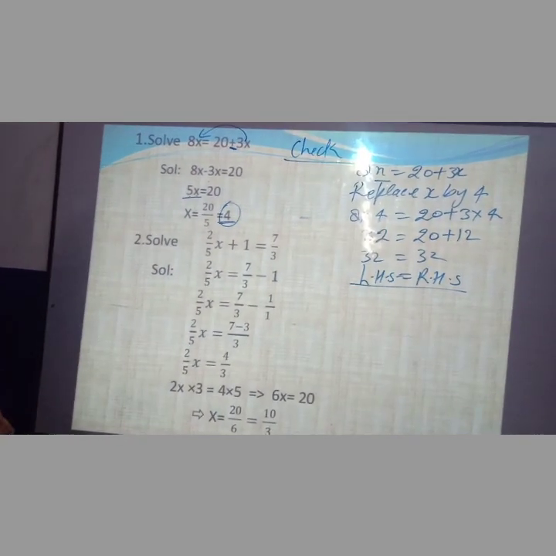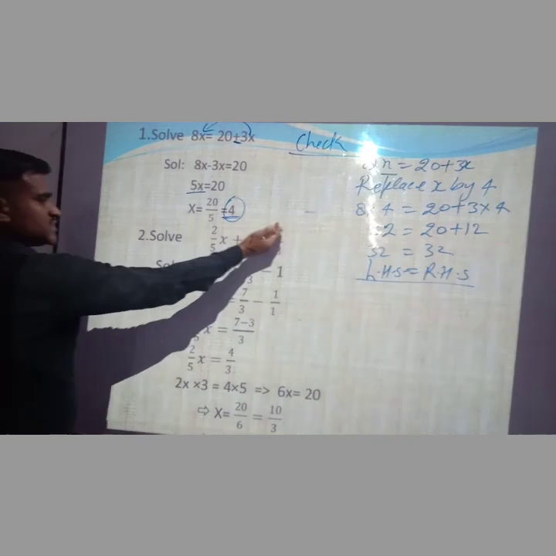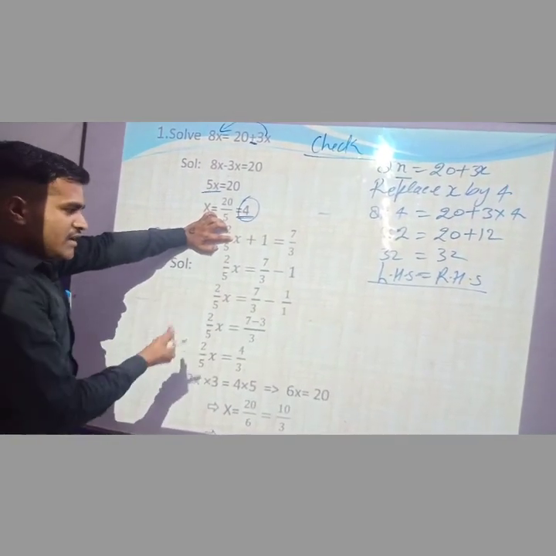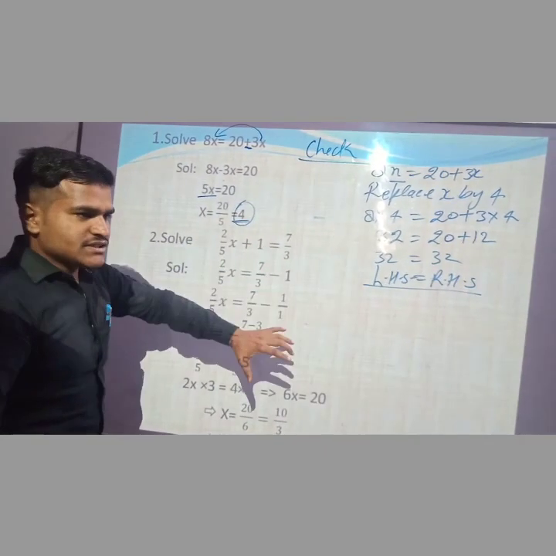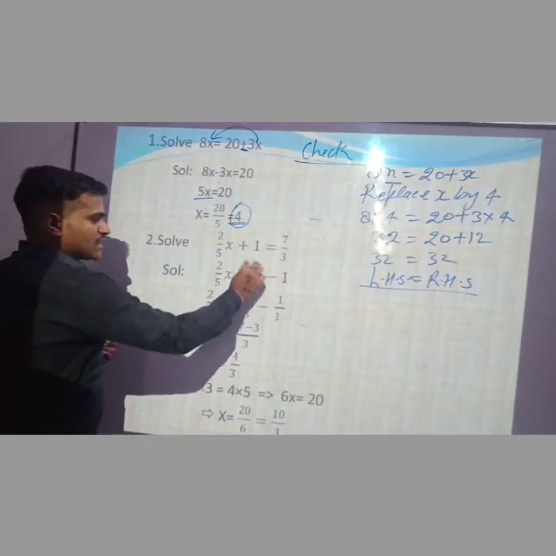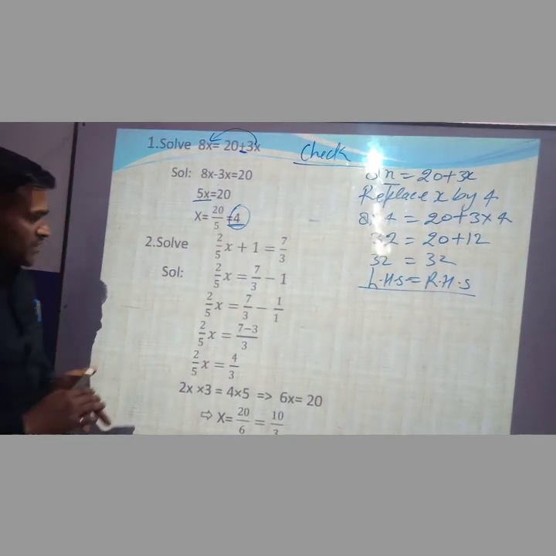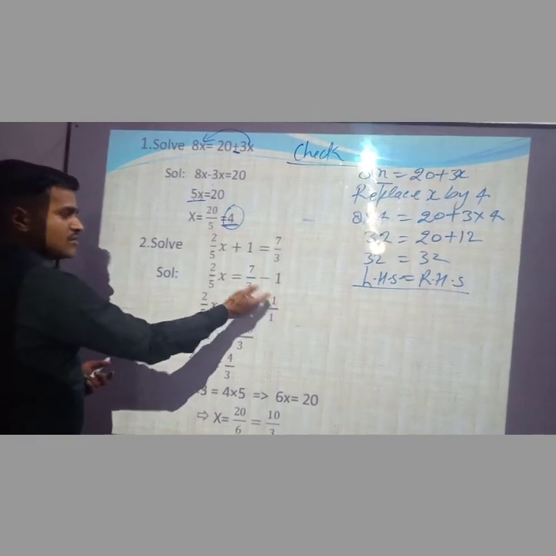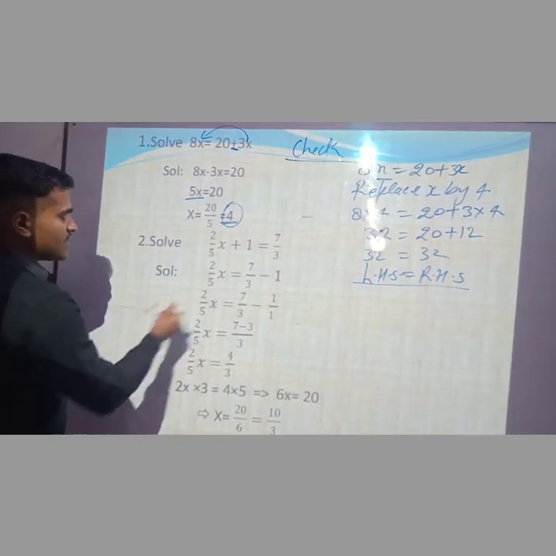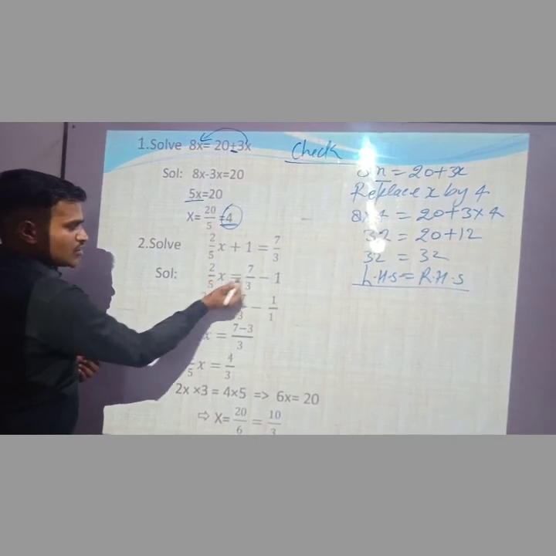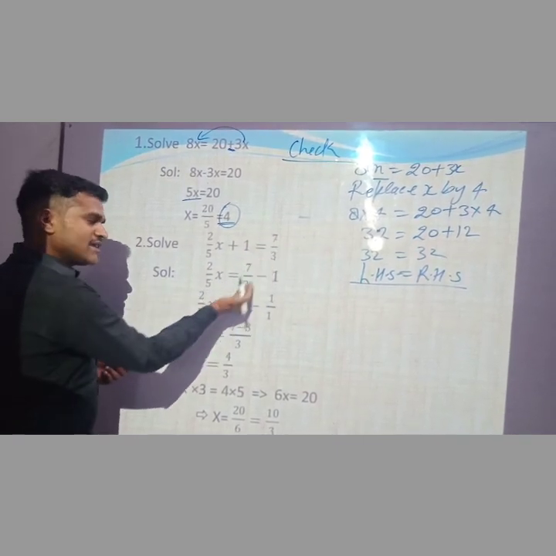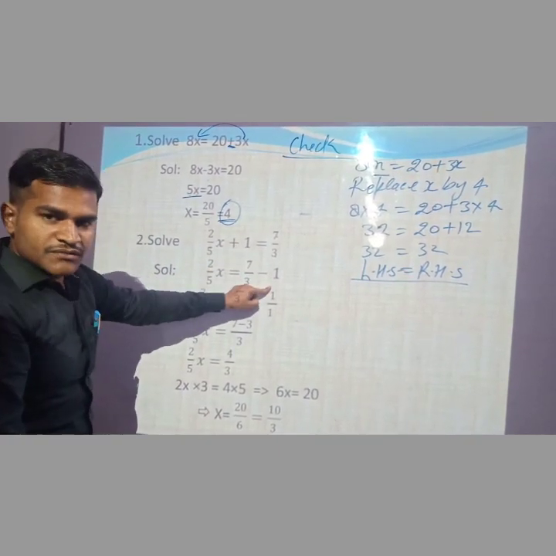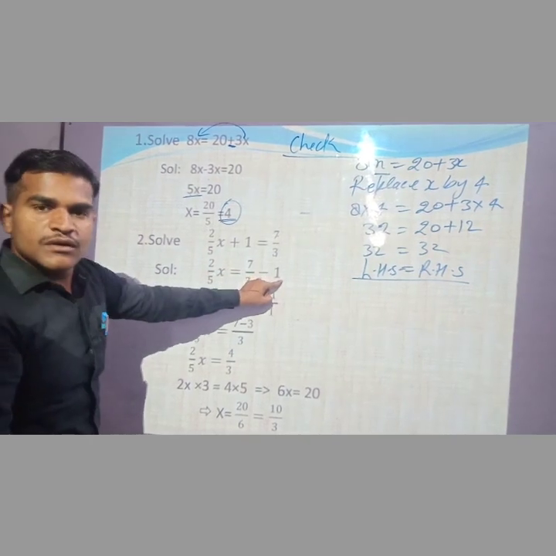Second question is given there. 2 upon 5x plus 1 is equal to 7 upon 3. Here 2 upon 5x is a variable, 1 and 7 upon 3 is the constant. It means we have to write the constants together on one side and the variable on one side. It means we have to transpose 1 from left to right. When we transpose 1 from left to right, we get 2 upon 5x is equal to, right hand side, 7 upon 3 is already given. When we transpose it, 1 became negative.